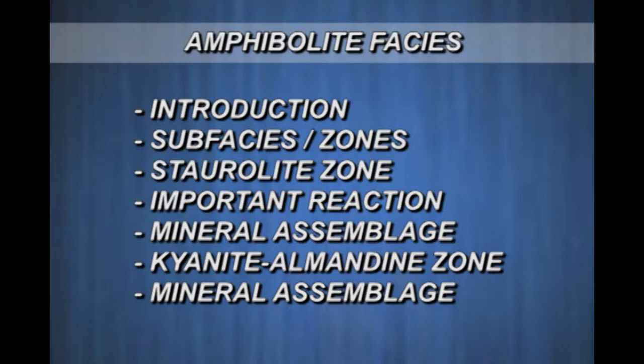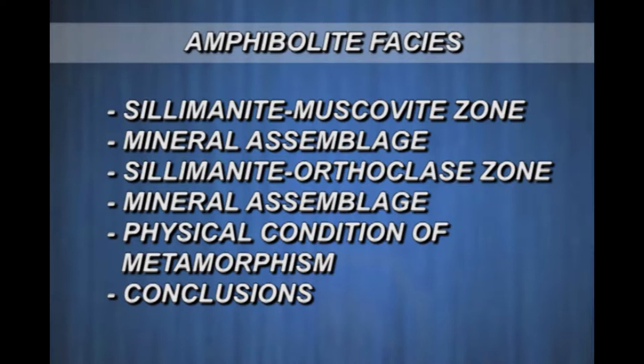In amphibolite facies, the important contents are: introduction; second, zones or subfacies: staurolite zone, important reactions, mineral assemblages, kyanite almandine zone, mineral assemblages, sillimanite muscovite zone, mineral assemblages, sillimanite orthoclase zone, mineral assemblages; physical condition of metamorphism; and lastly conclusion. So now take up the first module, that is introduction.